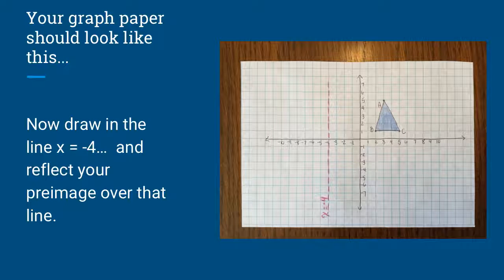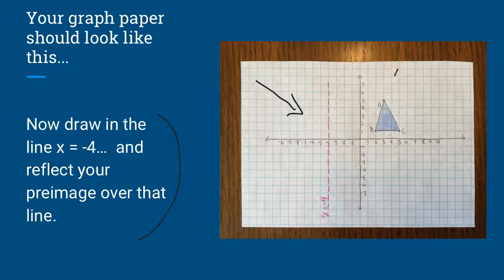Your graph paper should look like this at this point. Now you'll notice that I drew in a line, x equals -4. It's in pink right there. And that line, x equals -4, just simply means that x will be -4 in any ordered pair on that line. And I want you to reflect your pre-image over that line.